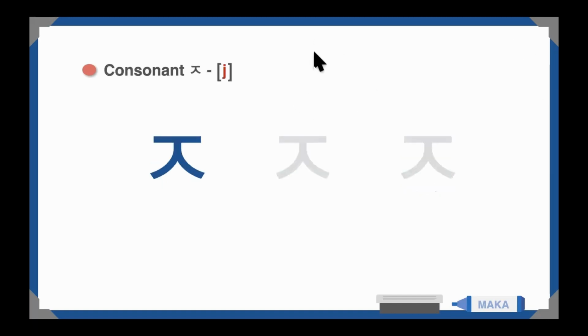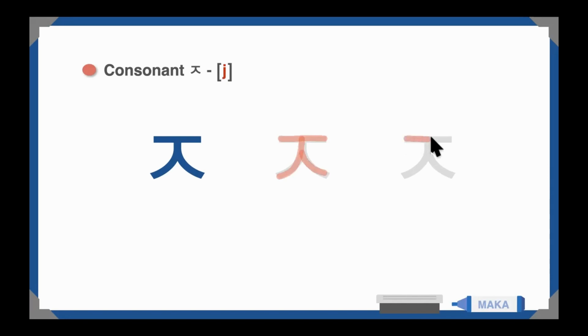And the next consonant is z. This consonant is pronounced quite similar to the English letter J, like jean, jog, that kind of sound, but not exactly the same. Anyway, please remember this is z. Okay, let's write. From left to right, top to bottom. If you have a pen and a notebook or paper, please practice writing with me.